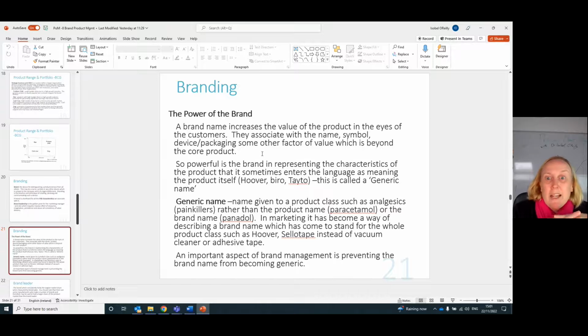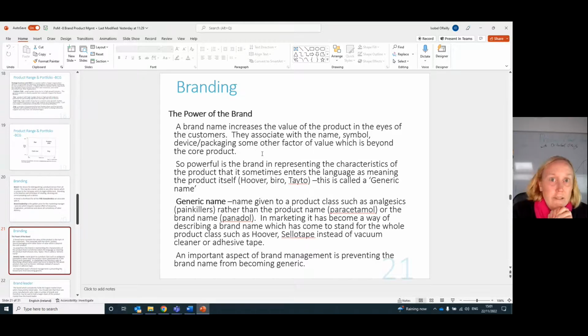So generic name is the name given to a product class. An example would be analgesics or painkillers, rather than the product name paracetamol or the brand name Panadol. So in marketing, it has become a way of describing a brand name which has come to stand for the whole product class. And again, Hoover and Sellotape are other examples, which would be said often instead of vacuum cleaner or adhesive tape.